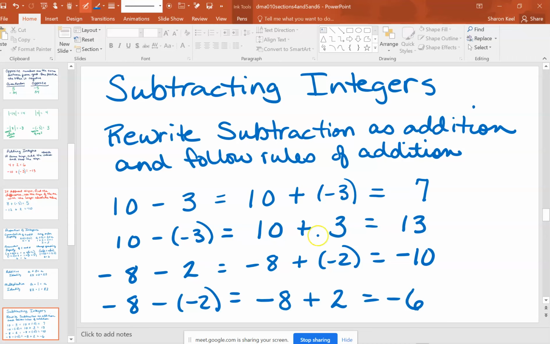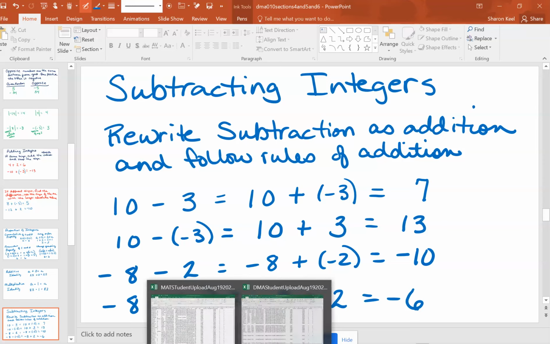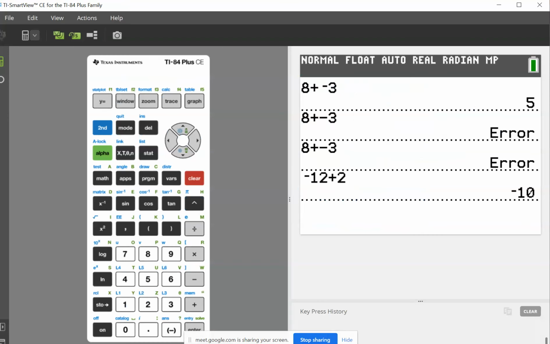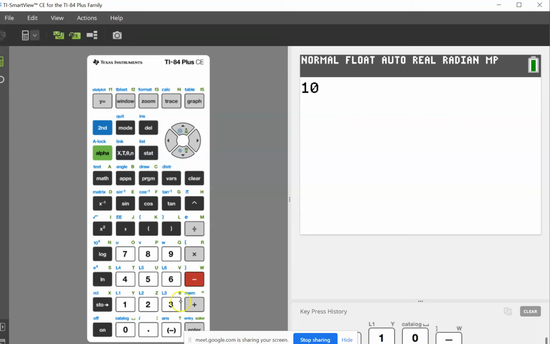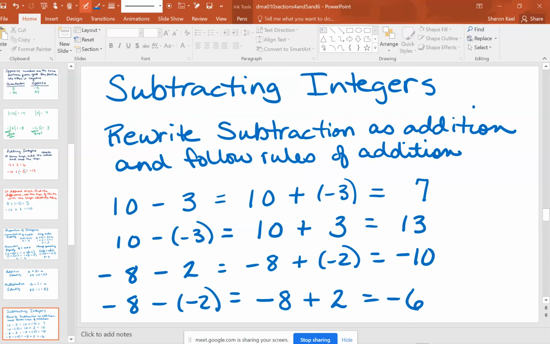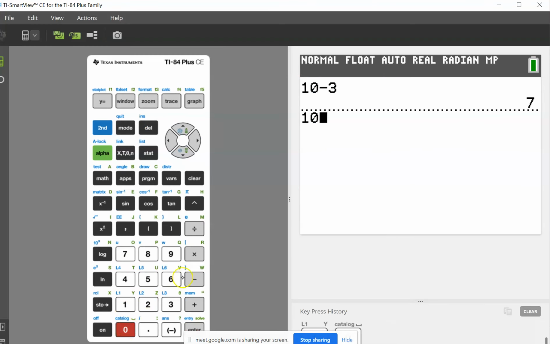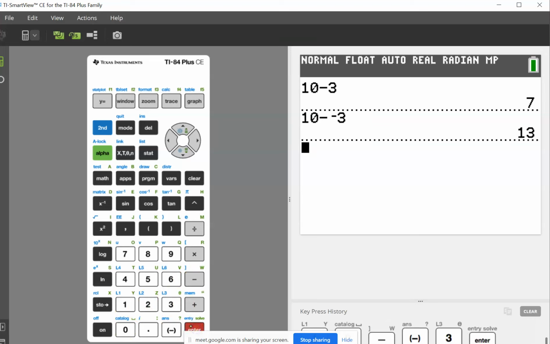All right, so this is longhand how to go about doing the subtraction of integers. However, what I want you to do when you're checking your work is type it on the calculator exactly as you see it. On the calculator here, 10 minus 3 is 7. 10 minus negative 3 on the calculator, you would do 10 minus, this is your negative, negative 3, 13. It does the operation for you.